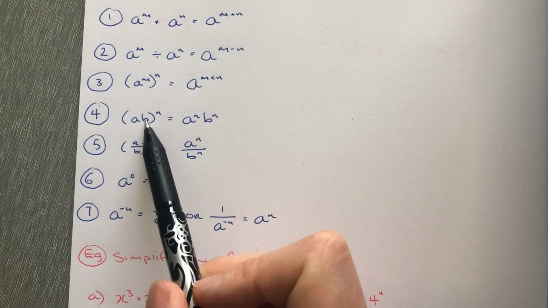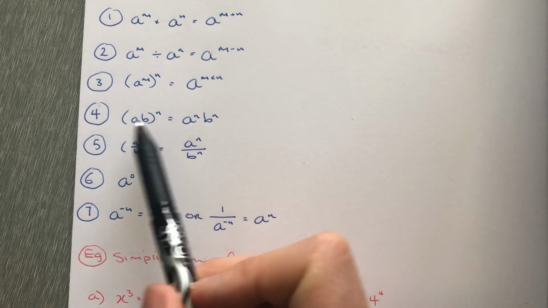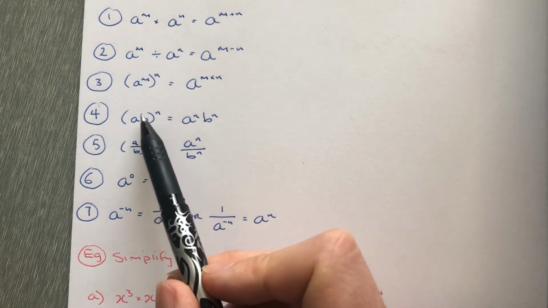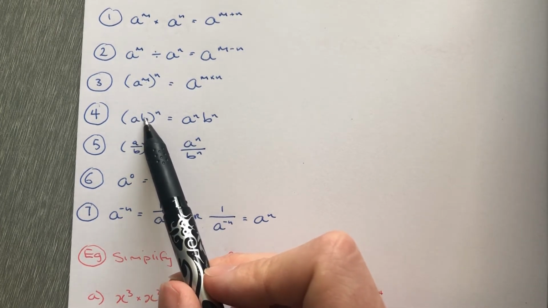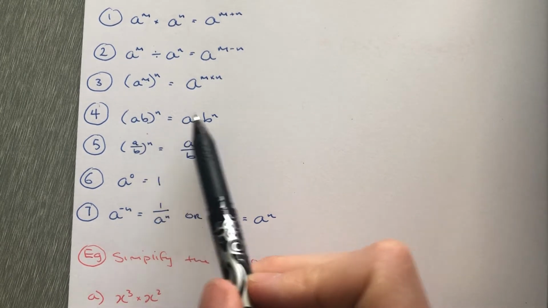Right, now this thing has 2 inside the brackets, and it's got a power on the outside. So that's what we're looking for. So we're going to be using rule 4. And what happens is that power applies to each of the things inside there. So as you can see, it becomes a to the power of n times b to the power of n.